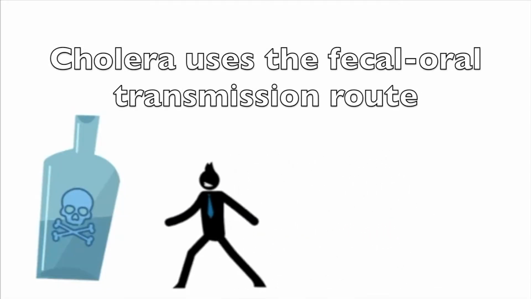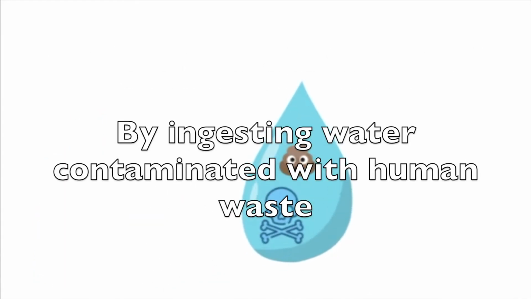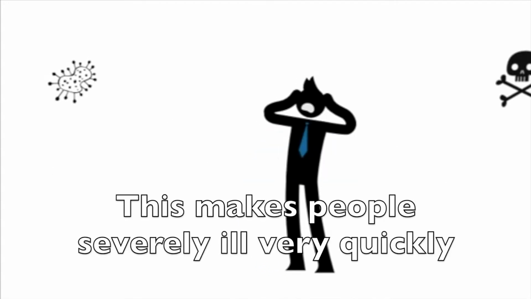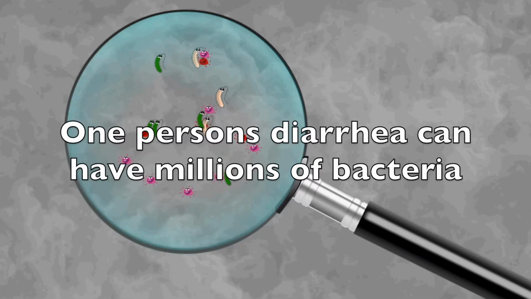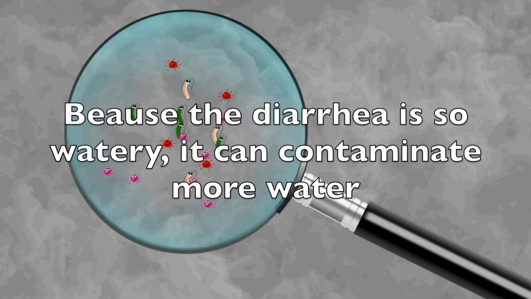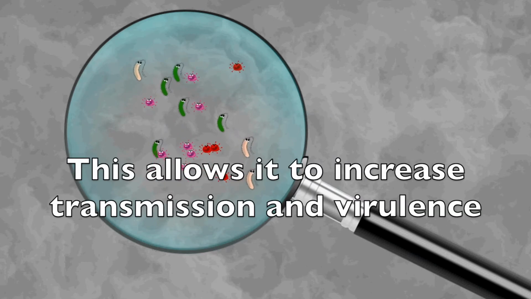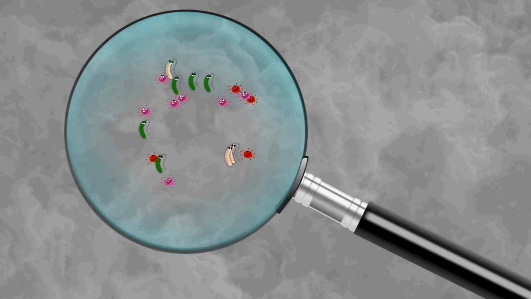Cholera uses the fecal-oral transmission route, where someone gets the disease by ingesting water contaminated with human waste. One person's diarrhea can have millions of bacteria, and because the diarrhea is so watery, it can contaminate more water. This allows it to increase transmission and virulence.